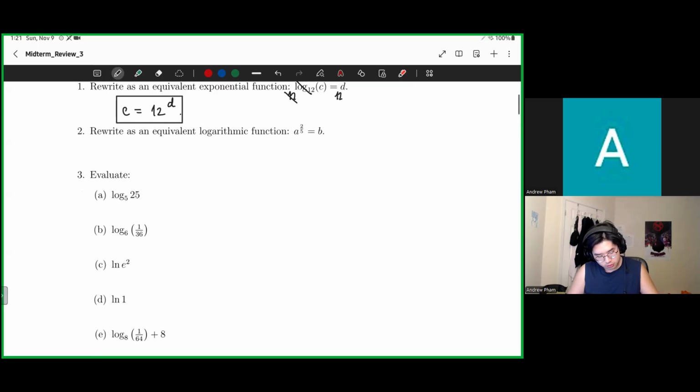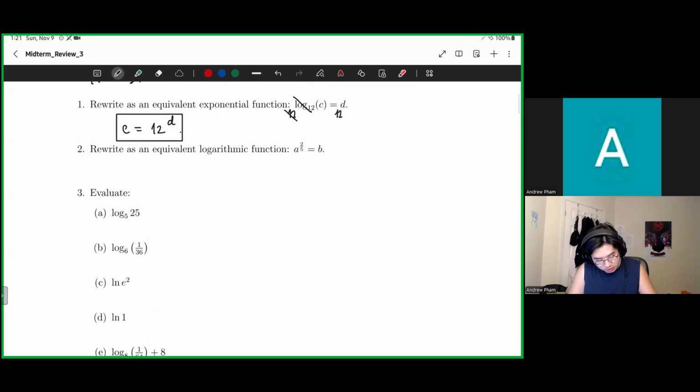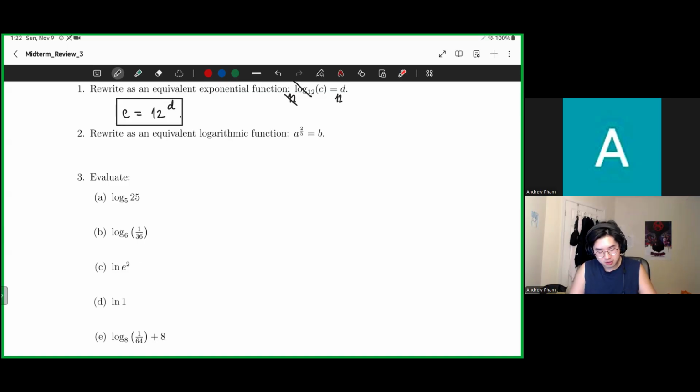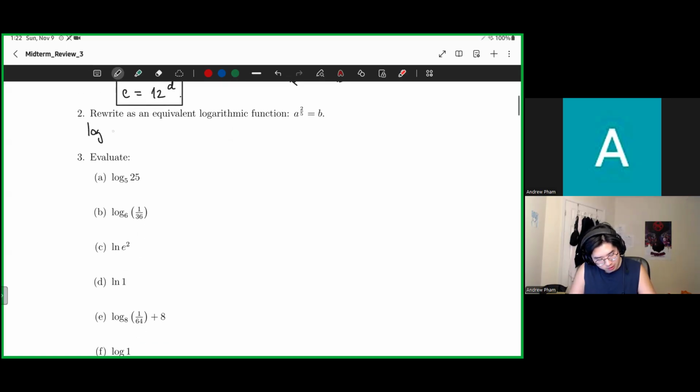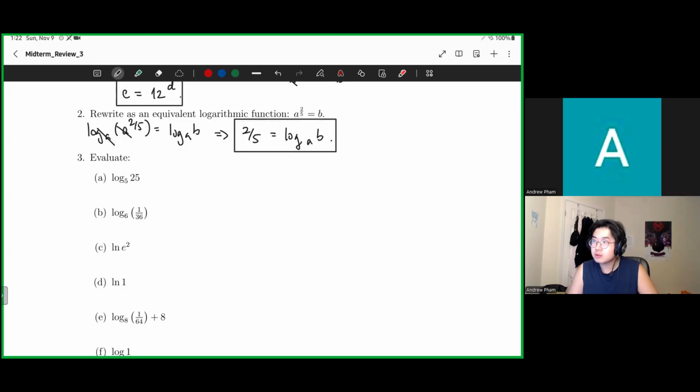Okay. For 2, we go backwards, right? So now I want to find an equivalent logarithmic function for a to the 2/5 is equal to b. So since a is the base, I proceed to take the log base a of both sides to get log base a of a to the 2/5 is equal to log base a of b. So that the log base a and the a cancel, and I'm left with 2/5 is equal to log base a of b. And that is my answer for this problem in particular.